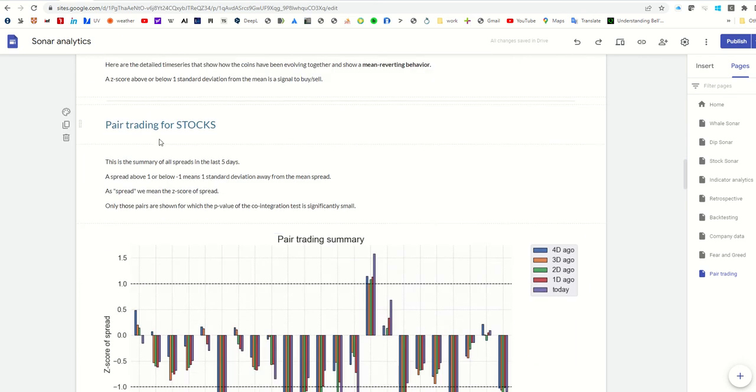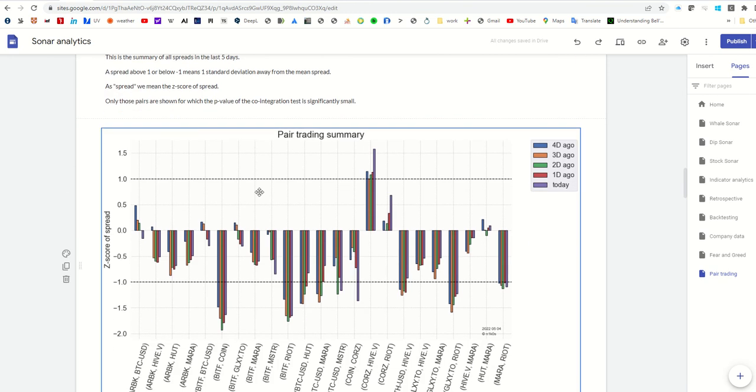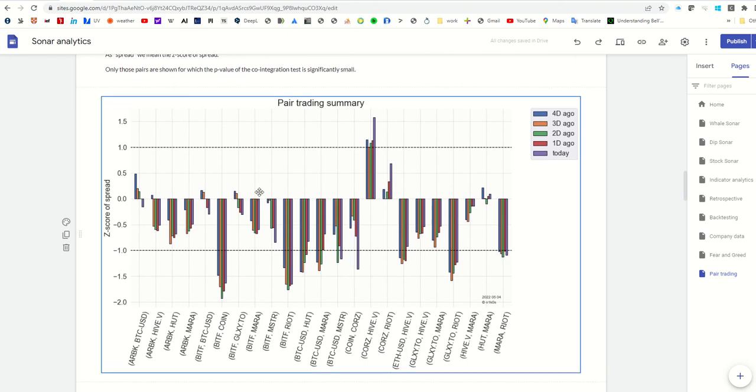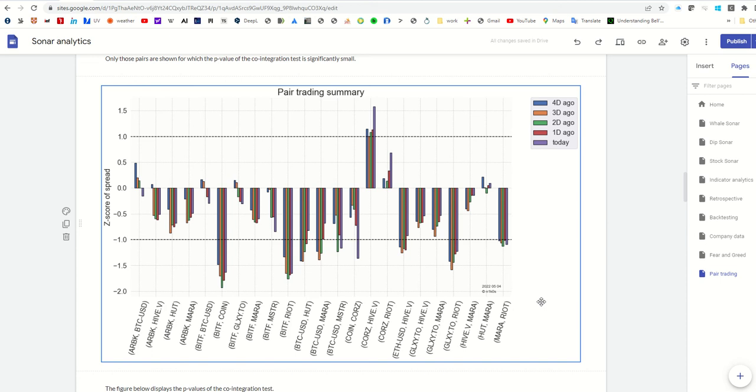If we go to the pair trading for stocks, the new thing I've added is this kind of summary bar plot, which is putting all the different co-integrated pairs on this axis, and on the vertical axis is the Z-score of the spread. At 0 means we are exactly at the equilibrium value of the spread, and 1 or -1 means one standard deviation above or below the average value.